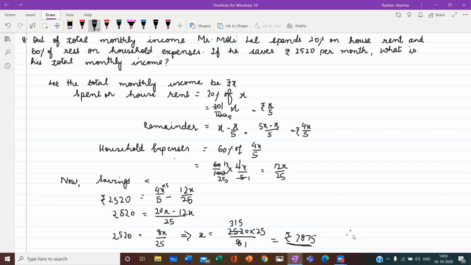It means this is the monthly income. Monthly income is equal to rupees 7875.